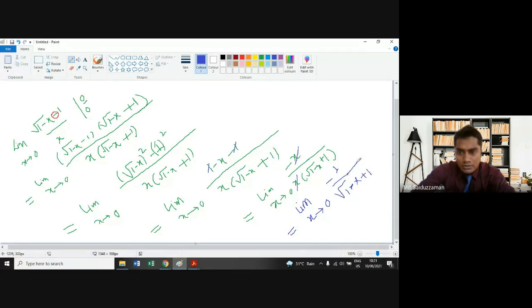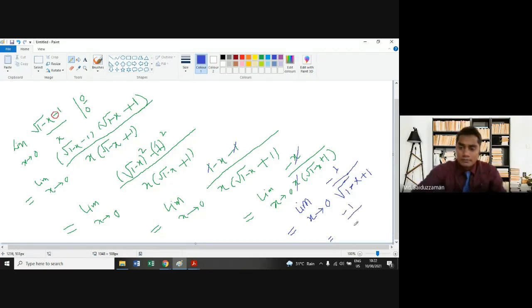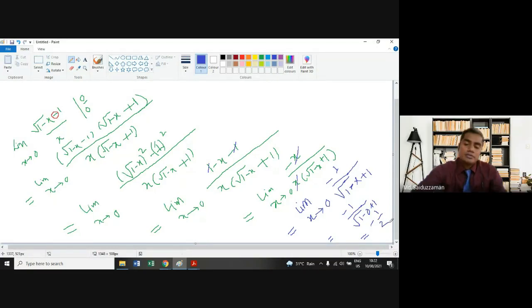Okay. Now think about this. x is 0. Is it possible to apply x equals 0 here? Yes, easily we can apply. If you put it here, it will be minus 1 over square root of 1 minus 0 plus 1, right? So it is negative half. Because 1 minus 0 is 1, square root of 1 means 1, so 1 plus 1 is 2. So minus 1 by 2. So this is my answer. Is it clear, everybody?